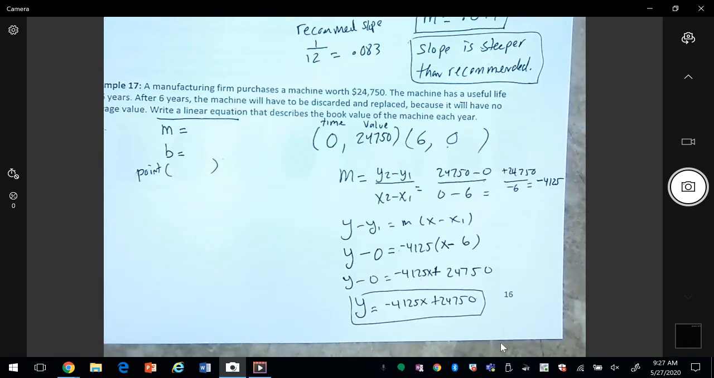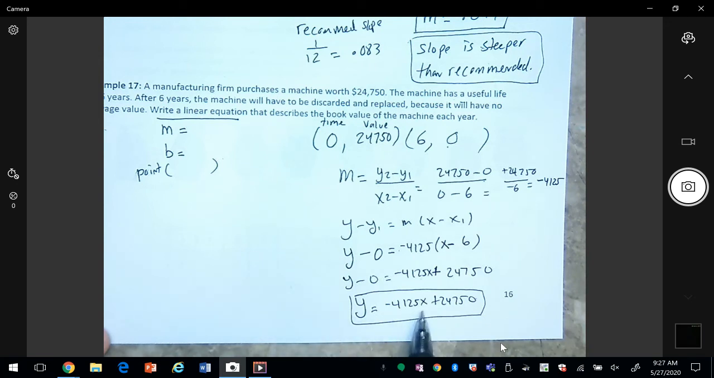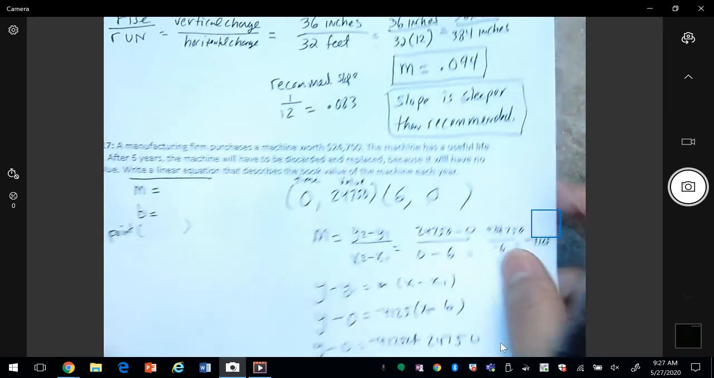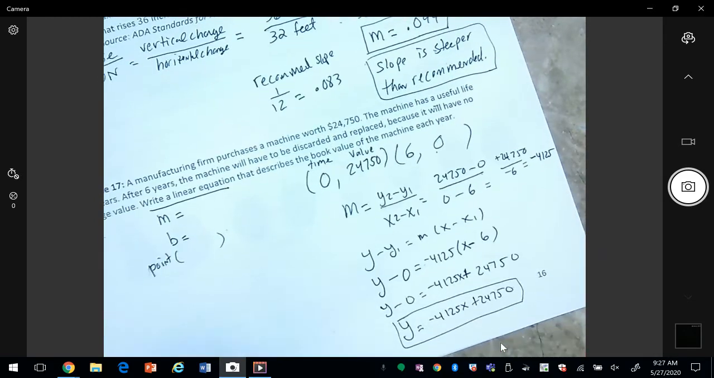Okay. So this equation, you can enter a number here, and it'll tell you, if I enter 1, it'll tell you how much the machine's value is at year 1, year 2, and so on. So this is the end of section 1.3.